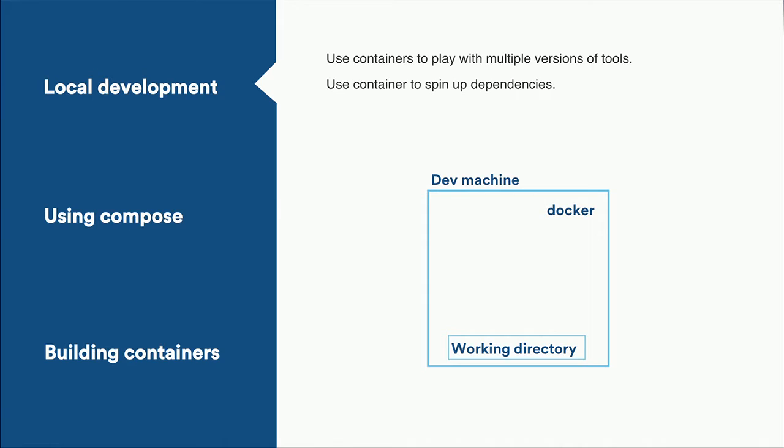So here we have a typical development machine which has Docker on it and a working directory containing some code that I'd like to compile. Usually I'd have to download a JDK, configure it, and make sure that it works. And if I had multiple versions of the JDK, I'd have to be constantly changing environment variables to be able to use them, which is quite cumbersome. But what Docker allows you to do is spin up a JDK inside of Docker to compile your code.